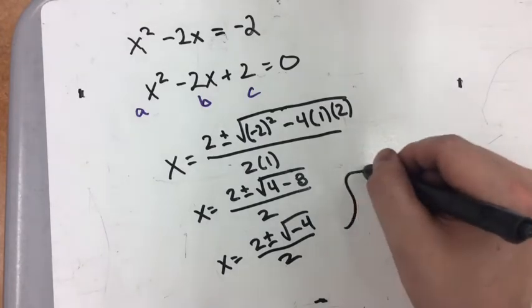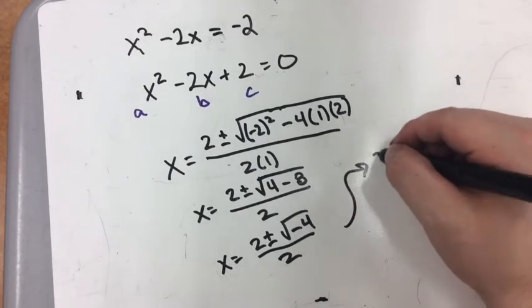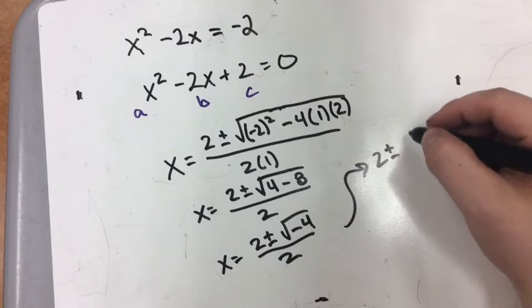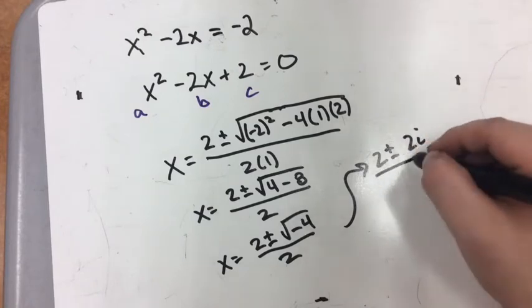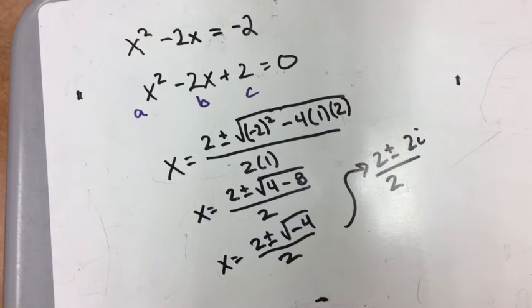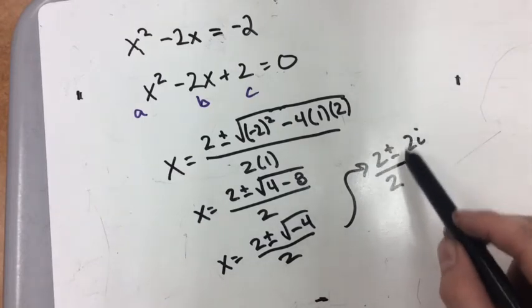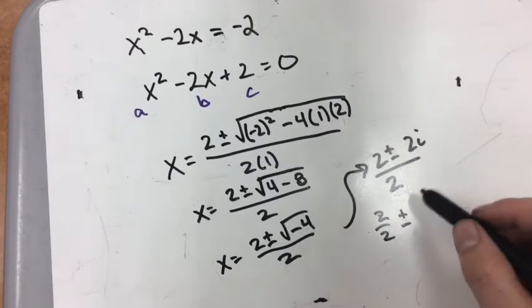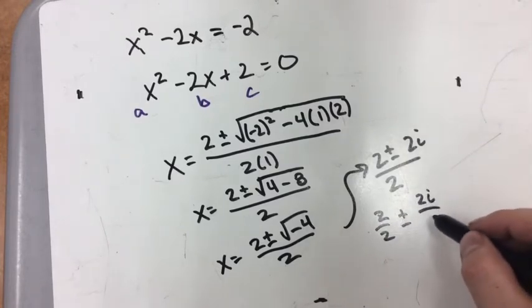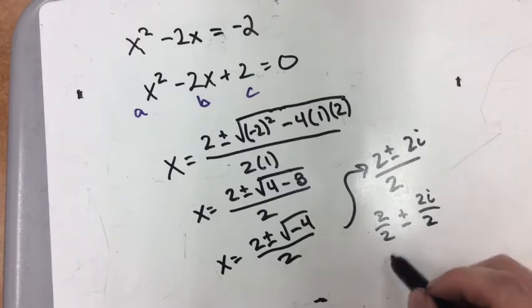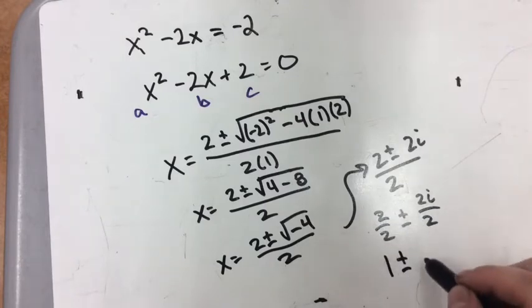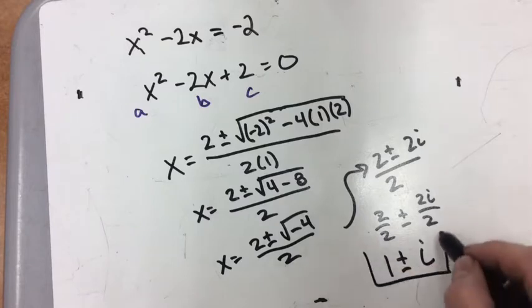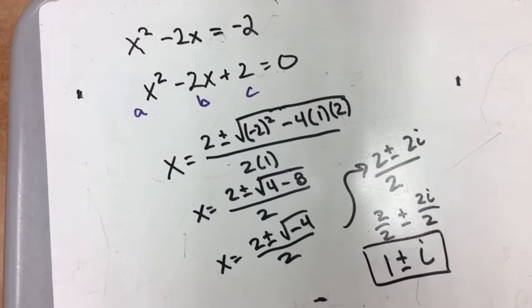So we can actually say this is equal to 2 plus or minus 2i all over 2. Let me rewrite it for you. This is 2 over 2 plus or minus 2i over 2, which if we wrap this up is really 1 plus or minus i. And this would be our answer. We have two answers here: 1 plus i and 1 minus i.